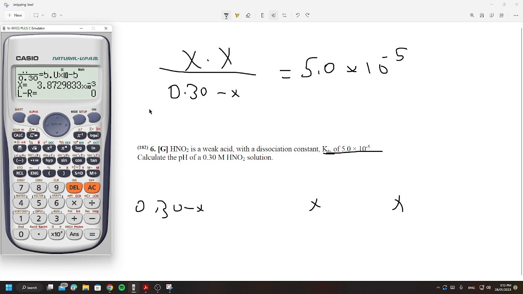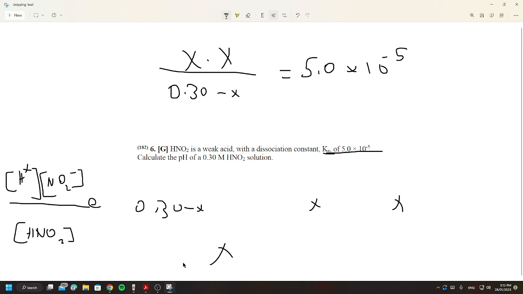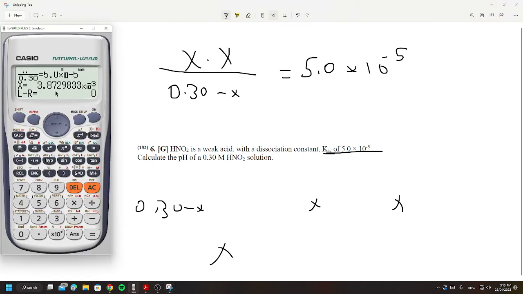And we got x to be 3.87, so three significant figures.